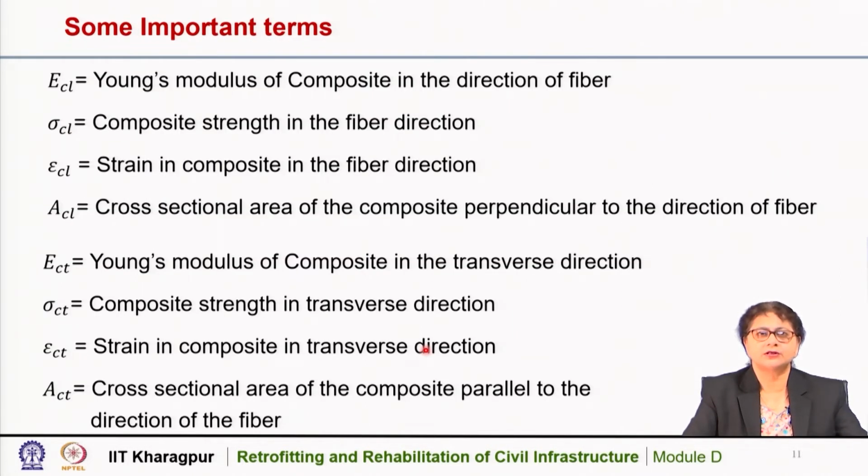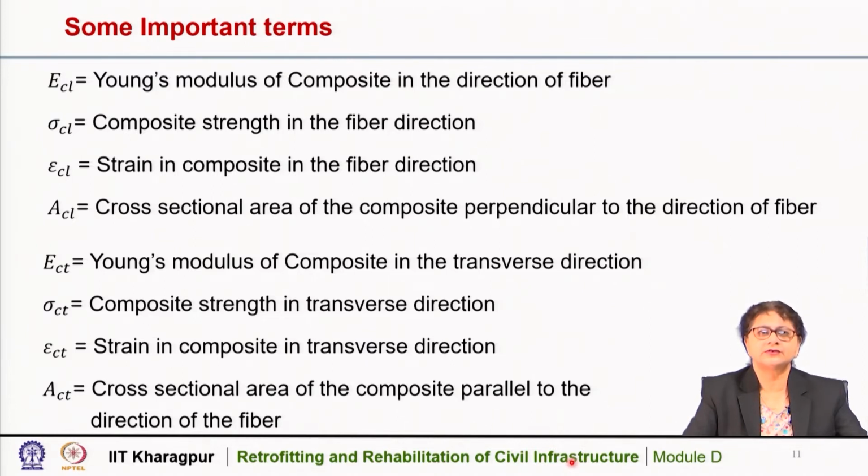Now, here are some important notations that we need to know for further analysis. ECL is the elastic modulus or Young's modulus of the composite in the direction of the fiber. C denotes the composite and L denotes the longitudinal direction. So, it is the modulus of the composite in the direction of the fiber. Similarly, sigma CL is the strength of the composite in the direction of the fiber. Epsilon CL is the strain in the composite in the direction of the fiber. ACL is the cross sectional area of the composite perpendicular to the direction of the fiber.